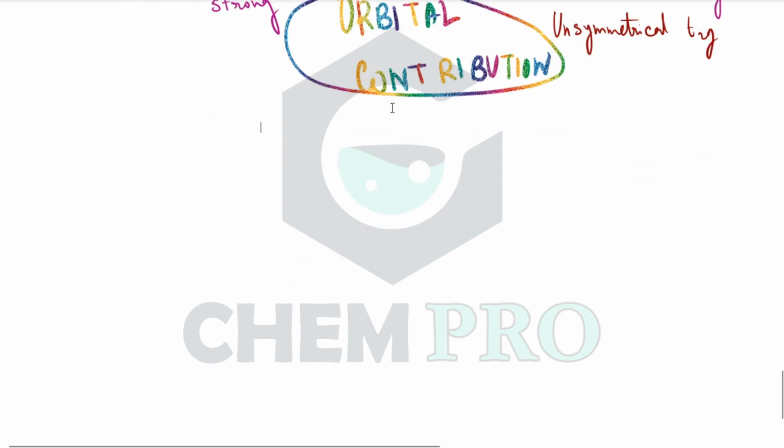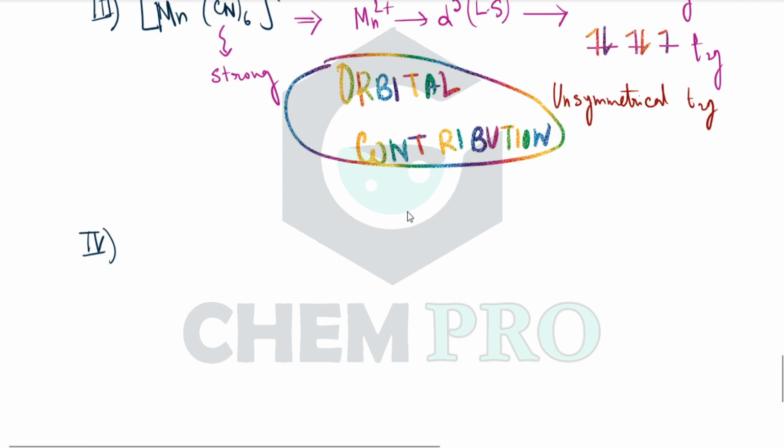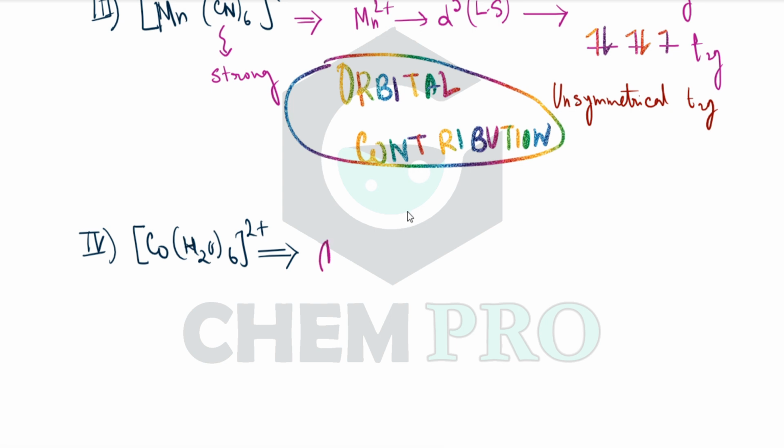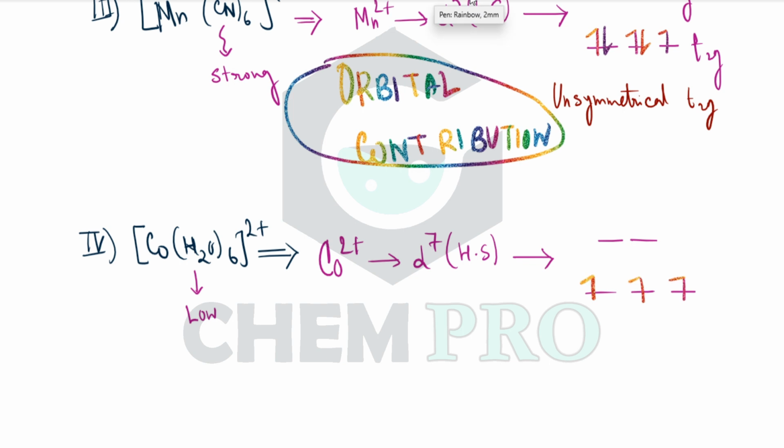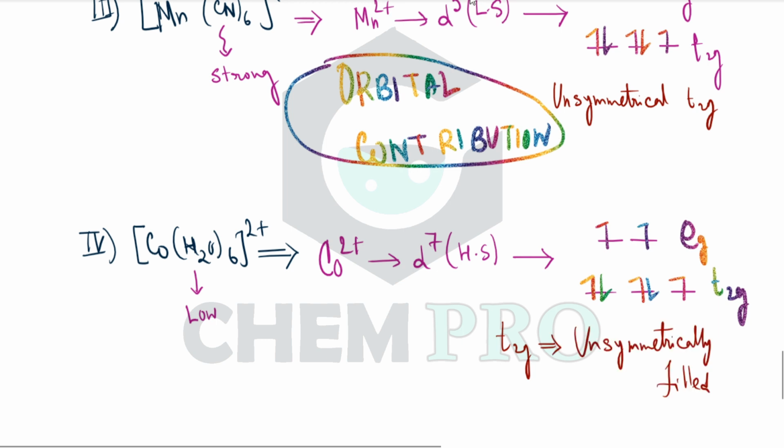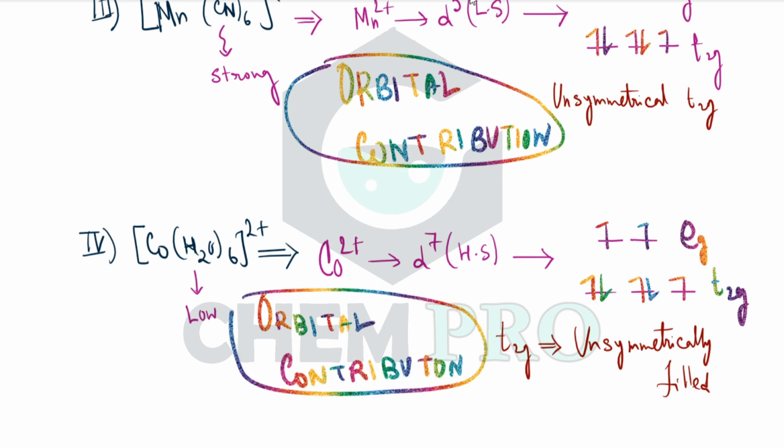Now the fourth example is [Co(H2O)6]2+. Here Co2+ is a d7 high spin cation, because H2O is a weak field ligand. So for that we can have the configuration like this: 1, 2, 3, 4, 5, 6 and 7. This is eg and this is the t2g orbital. So we can say that here t2g is unsymmetrically filled. So we can have the orbital contribution here.